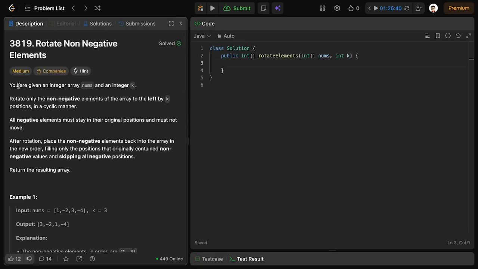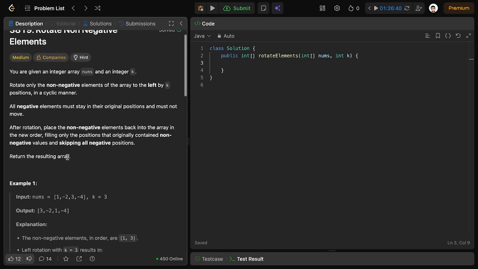The problem states that you are given an integer array nums and an integer k. Rotate only the non-negative elements of the array to the left by k positions in a cyclic manner. All negative elements must stay in their original positions and must not move. After the rotation, place the non-negative elements back into the array in the new order, filling only the positions that originally contained non-negative values, and skipping all the negative positions. Return the resulting array.